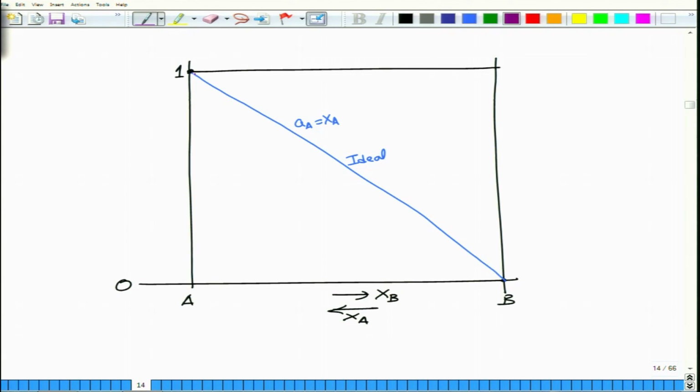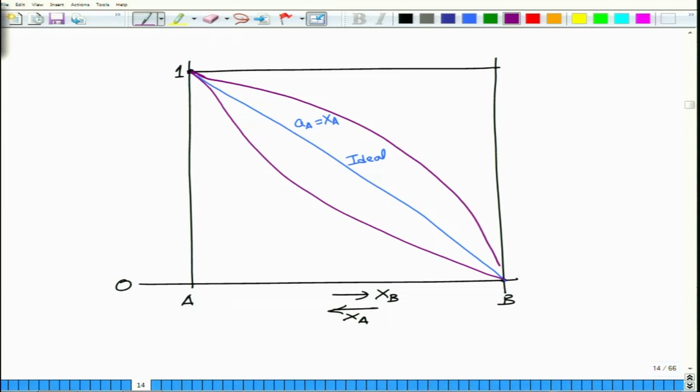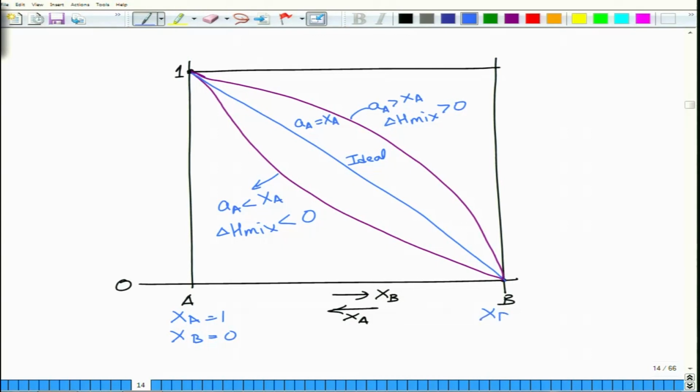Now, you can have two more cases. The first case could be like this, the second case could be like this. So, in this case, this is AA greater than XA when delta H mix is greater than 0, and this is AA smaller than XA when delta H mix is less than 0. So, at this point your XA is 1 and XB is 0, at this point XB is 1 and XA is 0. Okay. So, this is how it will vary.